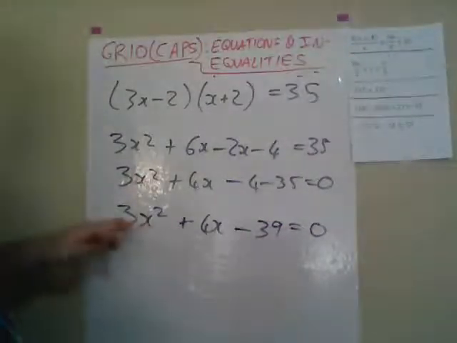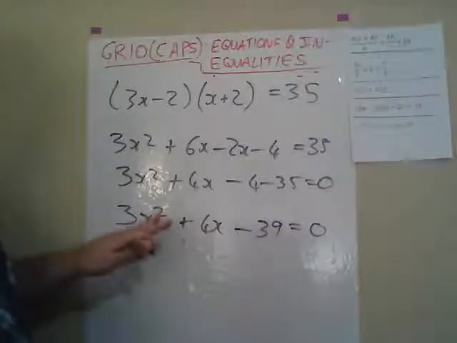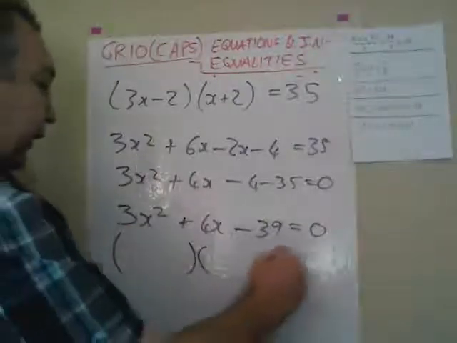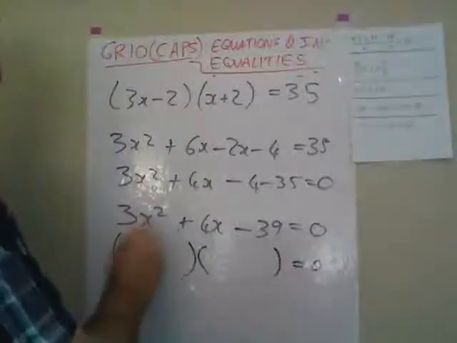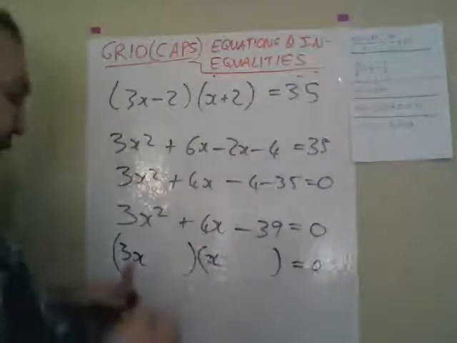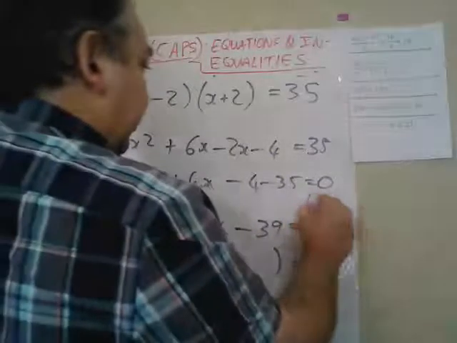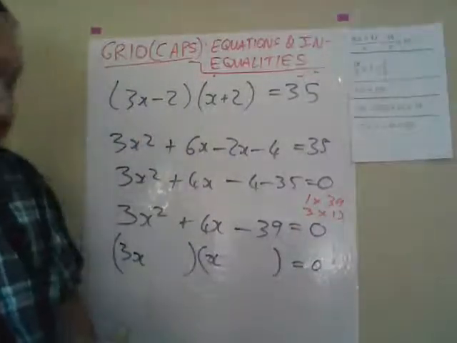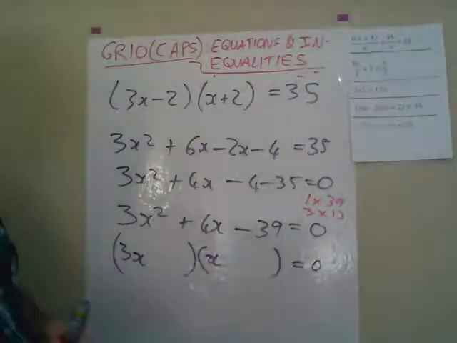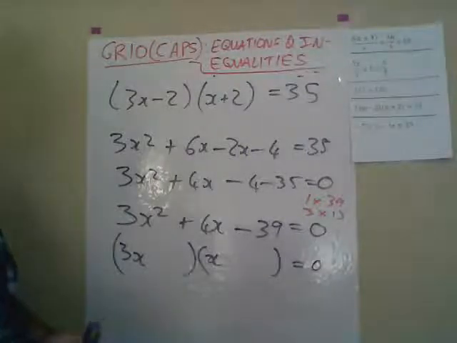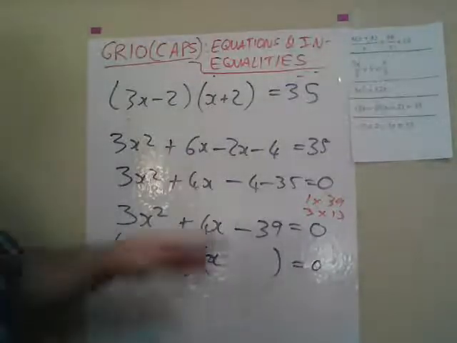Now we're going to factorize. First step, common factor. There's no common factor, and you'll see why it's important a bit later on. So then we can have our two brackets and say what's the factors of 3x squared, which will be 3x and x. Factors of 39, that will be 1 times 39, 3 times 13. So the 1 and the 39 will not give us the right values to give us a 4. So we'll have to work with 3 and 13.